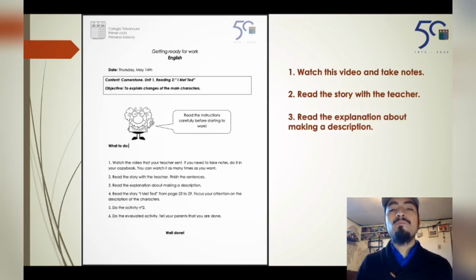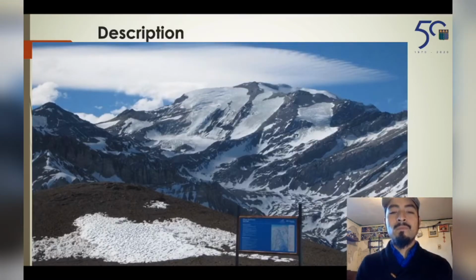Instruction number 3. Read the explanation about making a description. And that is going to happen now. Pay attention to this picture now. Here we can see a very important mountain in Chile. It's called Cerro El Plomo. It's very famous in Chile because it's the highest mountain that we can see in Santiago.